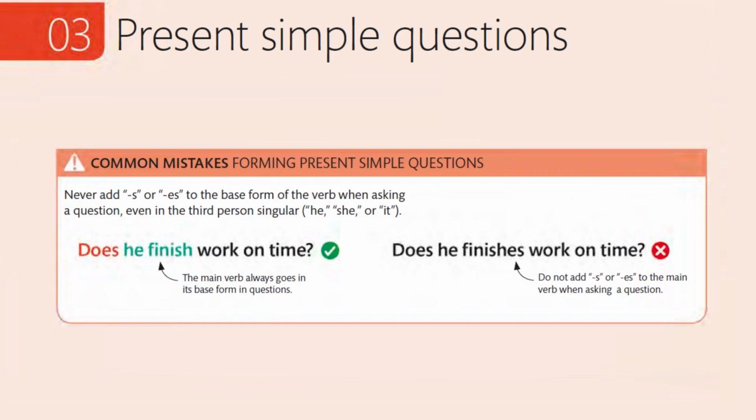Common mistakes. Forming present simple questions. Never add s or es to the base form of the verb when asking a question, even in the third person singular, he, she, or it. Does he finish work on time? The main verb always goes in its base form in questions. Does he finish his work on time? Do not add s or es to the main verb when asking a question.